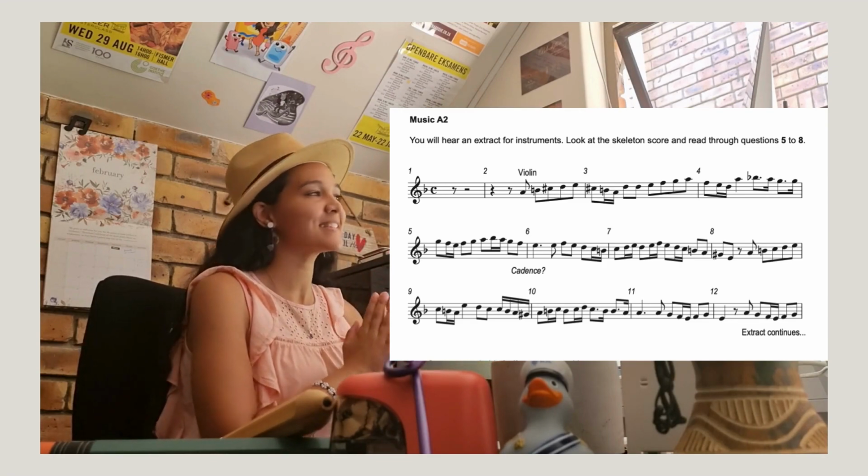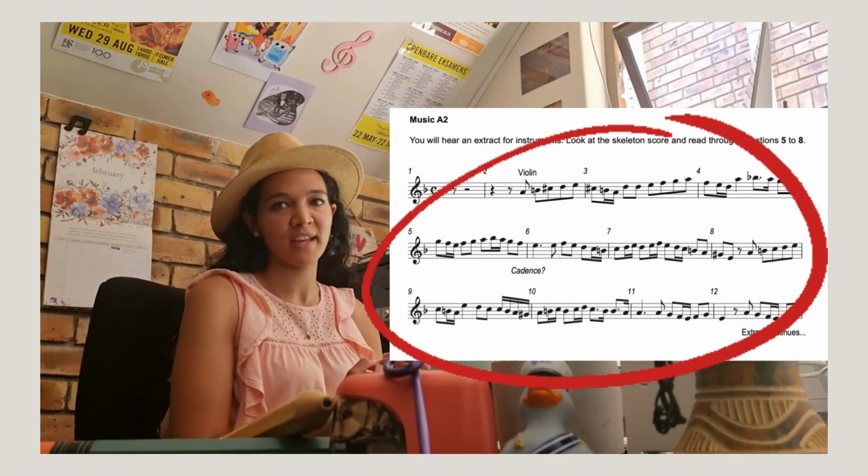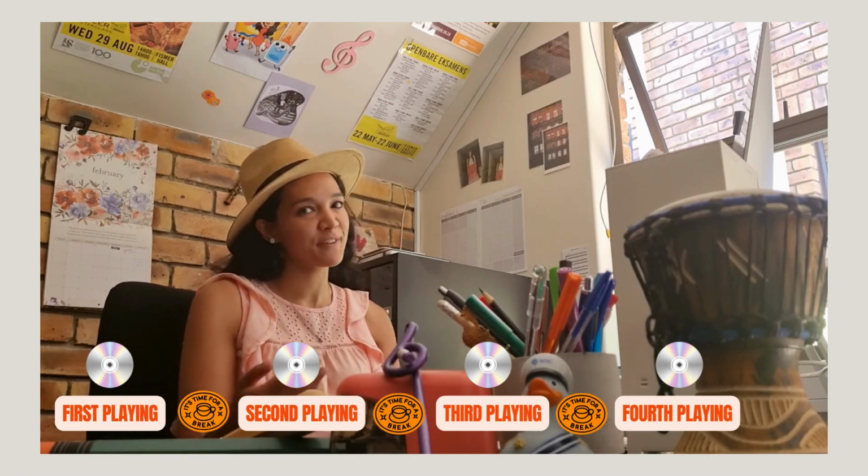In this case, they do give us an extract with music, and it says, you will hear an extract for four instruments, look at this skeleton score, and read through questions 5 to 8. So a voice will say these words on the CD, after which there will be a nice pause in which you can read the questions, you can make some notes if you'd like, and then they will say, listen to extract A2. You will be able to listen, glean what you must from the listening, and it will be played 4 times systematically: a playing, a break, a playing, a break, a playing, a break, with a final playing and a final break, in which you can answer your questions.